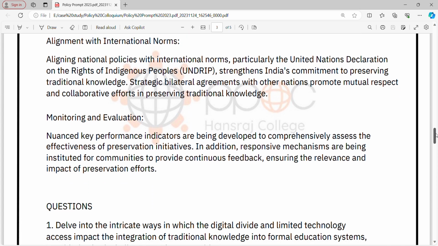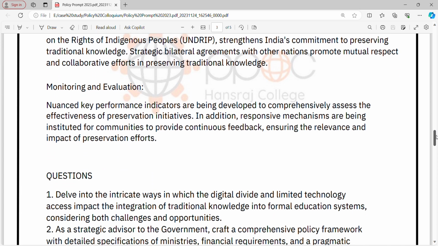Next is monitoring and evaluation. Nuanced key performance indicators are being developed to comprehensively assess the effectiveness of preservation initiatives. In addition, responsive mechanisms are being instituted for communities to provide continuous feedback, ensuring the relevance and impact of preservation efforts.